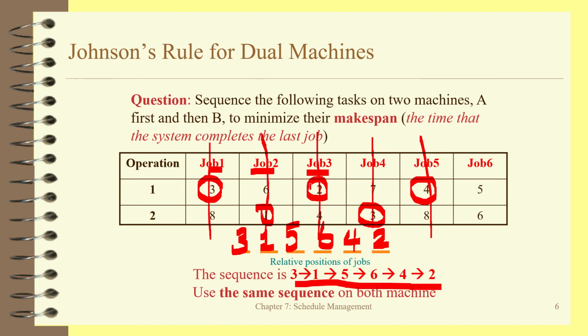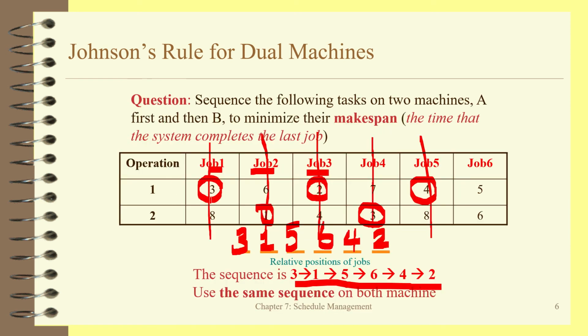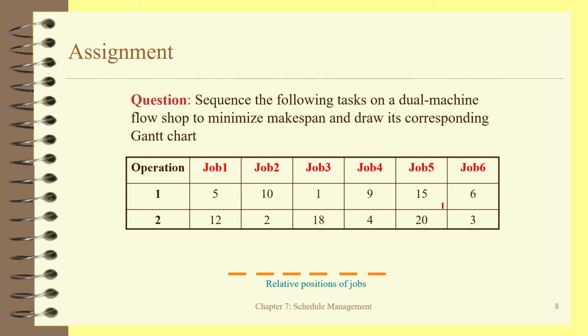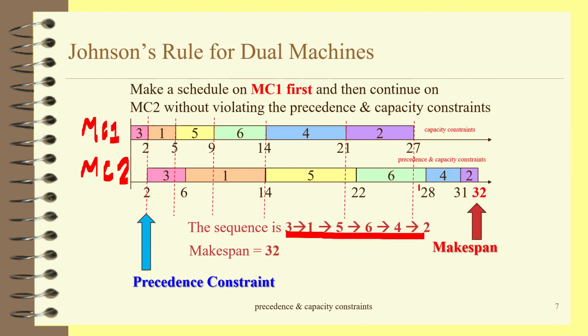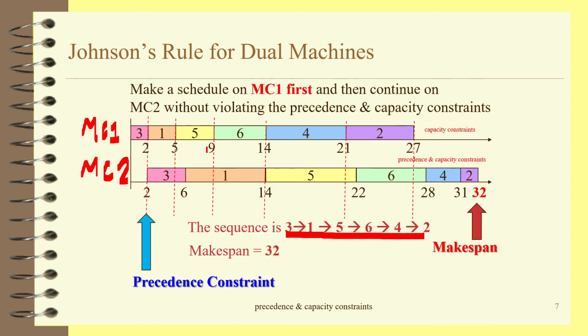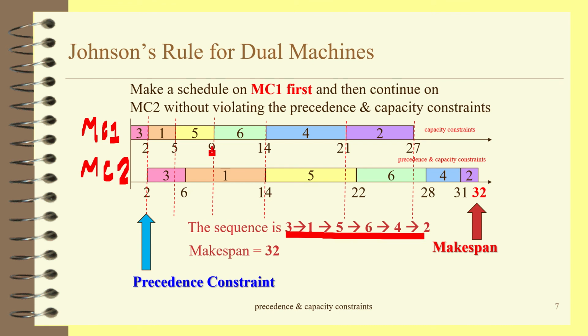Job 3 requires 2 units on machine 1, starting at 0, finishing at 2. And then machine 1 again, job 1 requires 3. 2 plus 3 is 5. Then job 5 requires 4 on machine 1. 5 plus 4 is 9, right? Okay. Then job 6 requires 5 on machine 1. 9 plus 5 is 14.